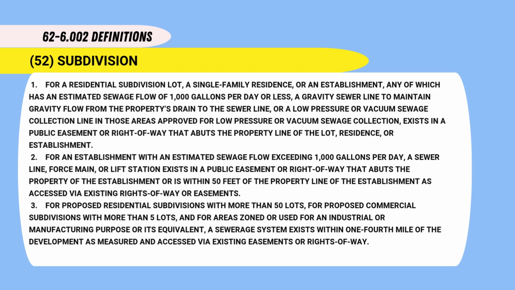2. For an establishment with an estimated sewage flow exceeding 1,000 gallons per day, a sewer line, force main, or lift station exists in a public easement or right-of-way that abuts the property of the establishment or is within 50 feet of the property line of the establishment as accessed via existing rights-of-way or easements. 3. For proposed residential subdivisions with more than 50 lots, for proposed commercial subdivisions with more than 5 lots, and for areas zoned or used for an industrial or manufacturing purpose or its equivalent, a sewerage system exists within 1/4 mile of the development as measured and accessed via existing easements or rights-of-way.